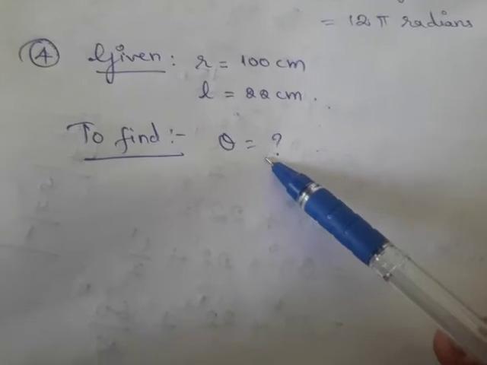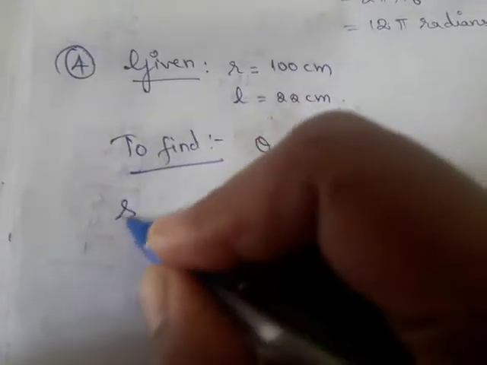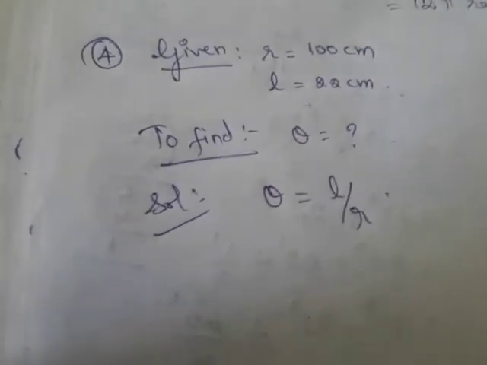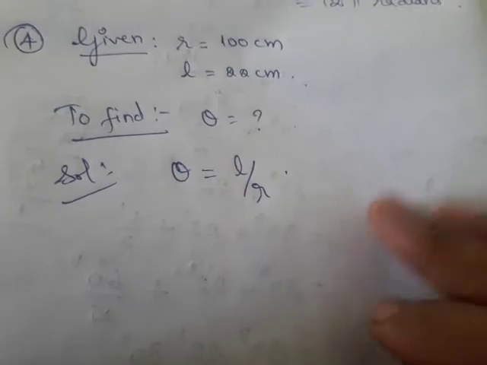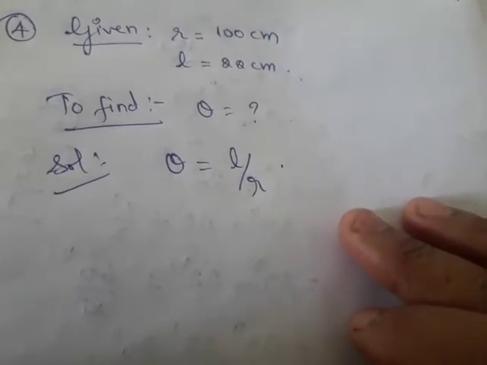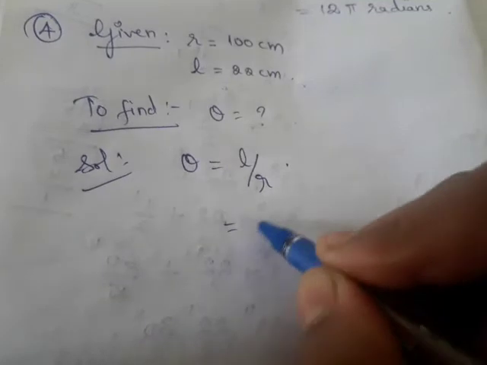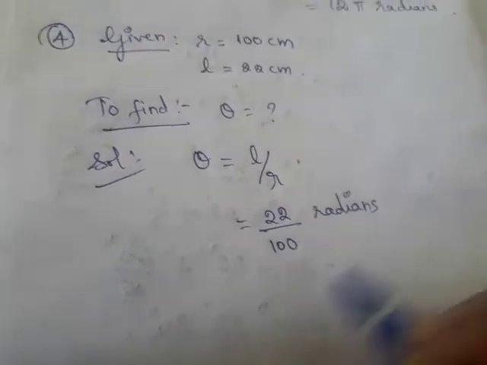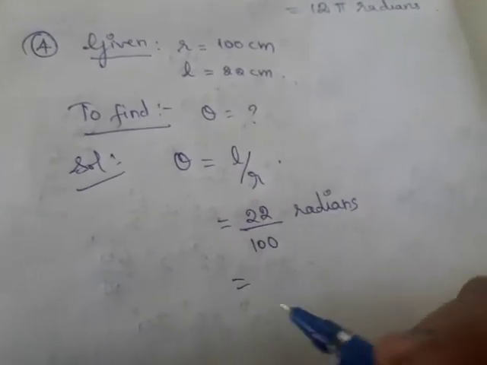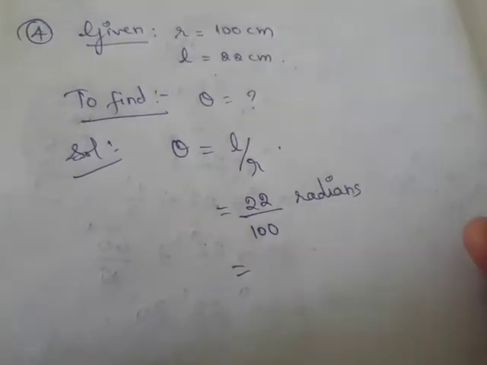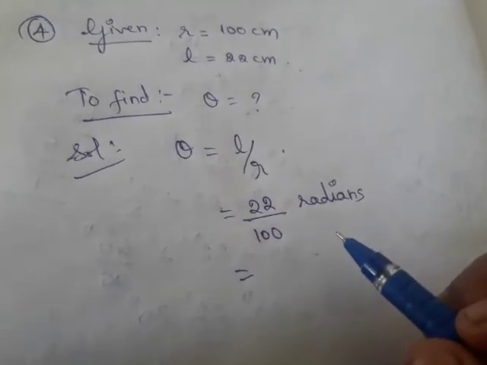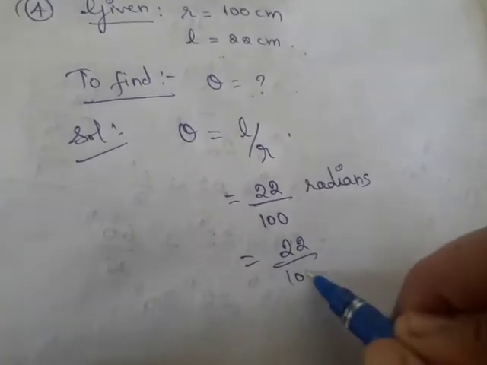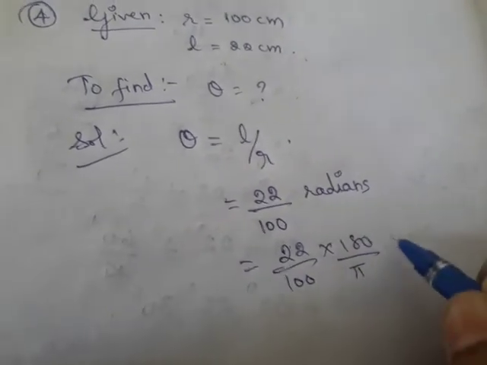What is the relation between theta, L and R? Theta equals L by R. So using this we can very well find our theta, but that will give you the answer in radian. So theta equals 22 divided by 100 radians. But they asked you to find the answer in degree measure. How will you convert radian to degree measure? Multiply by 180 by pi. Right, so 22 by 100 into 180 by pi degree.